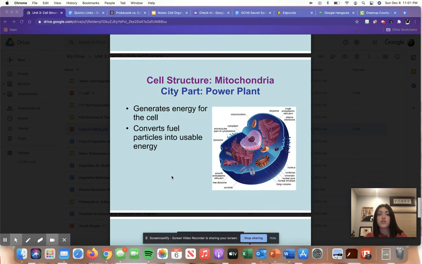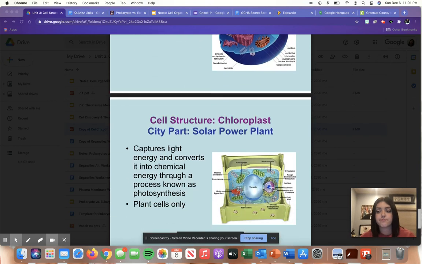It converts fuel particles into usable energy. So the mitochondria, powerhouse, it's producing our power, it is generating energy. So that is equivalent to the power plant within a city.